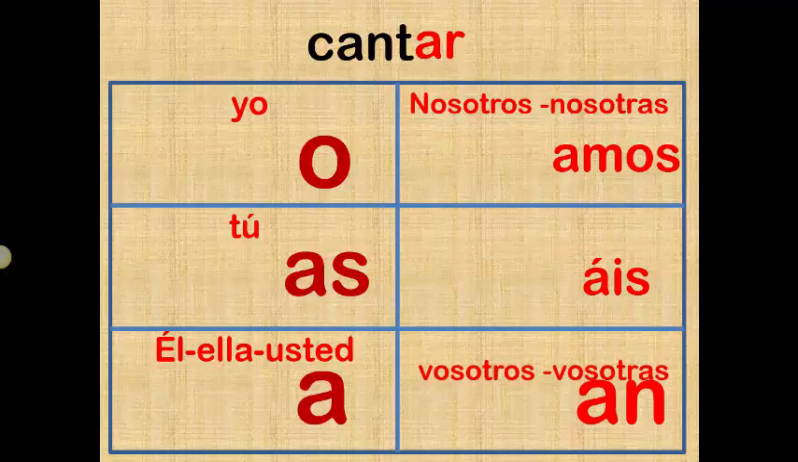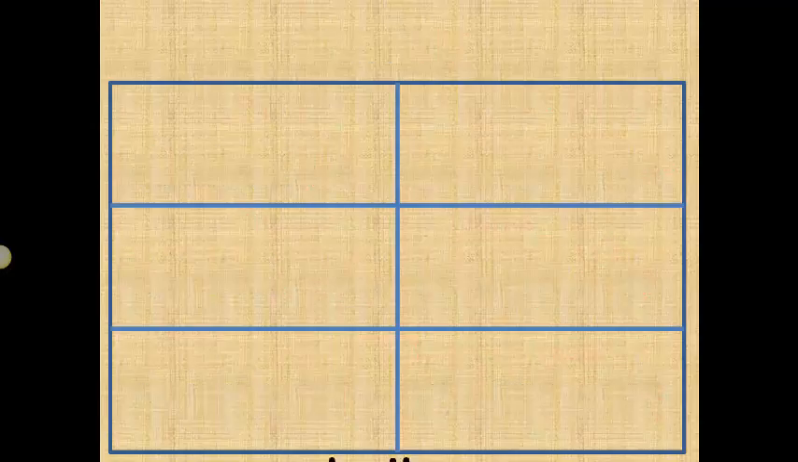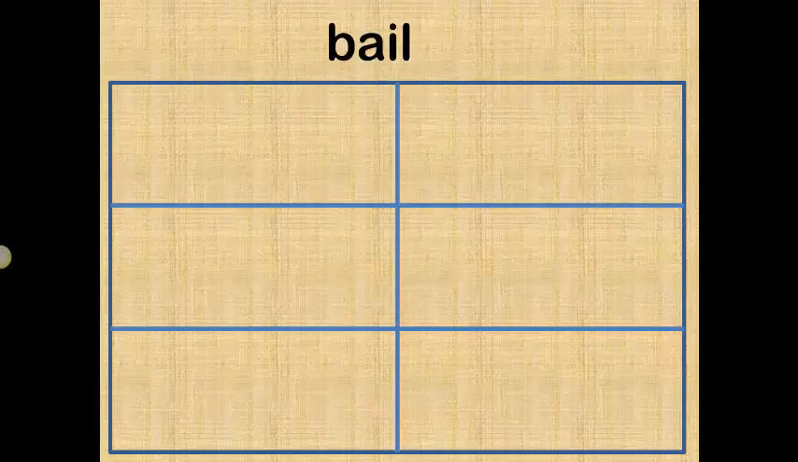For all these same subjects: yo canto, I sing; tú cantas, you sing; él, ella, or usted canta, he or she sings, or you formally sing; nosotros cantamos, we sing; vosotros cantáis, you guys sing in Spain; and ellos, ellas, or ustedes cantan, they sing. Pretty straightforward. And let's look at one more, bailar, so the root, or la raíz, is bail.